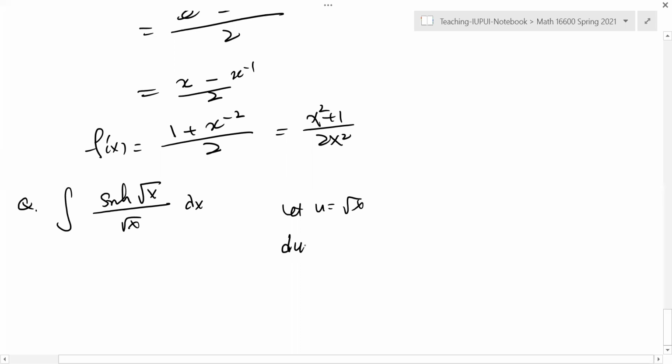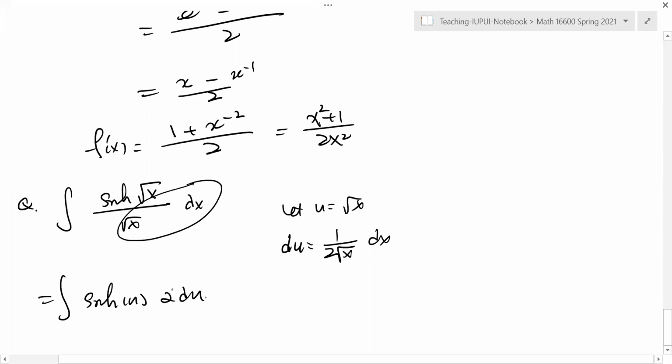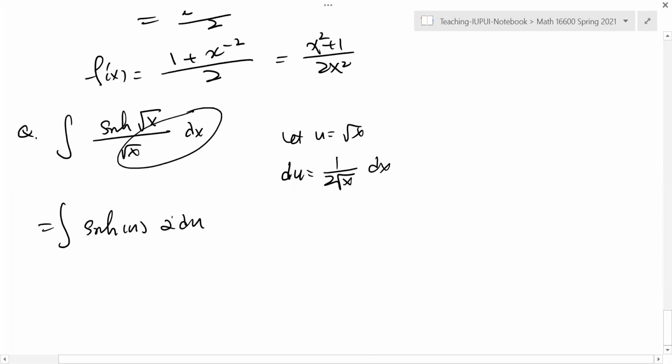So du equals, when you differentiate square root of x, it's 1 over 2 times square root of x, dx, right? So then you go back, this part is going to be twice du, so hyperbolic sine u and twice du. Right, now the antiderivative of hyperbolic sine u is going to be hyperbolic cosine u. And then you replace u by square root of x, and you get the answer. Okay.